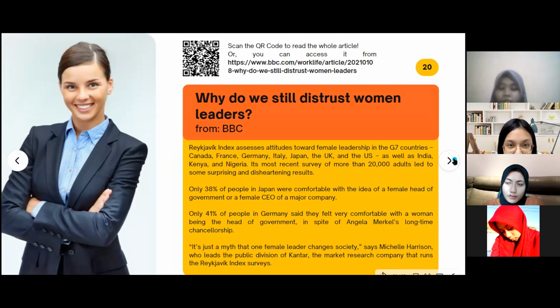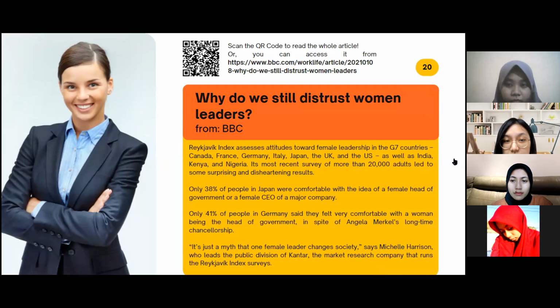The Reykjavik Index assesses attitudes towards female leadership in the G7 countries: Canada, France, Germany, Italy, Japan, the UK, and the US. Only 38% of people in Japan were comfortable with the idea of a female head of government or a female CEO of a major company. Only 41% of people in Germany said that they felt very comfortable with a woman being the head of government, in spite of Angela Merkel's long-time chancellorship.